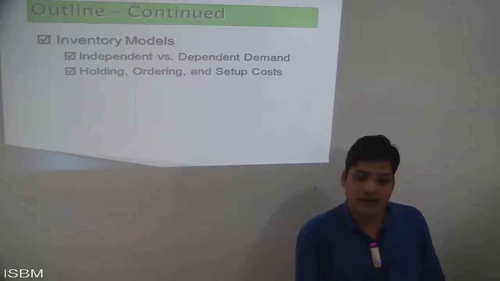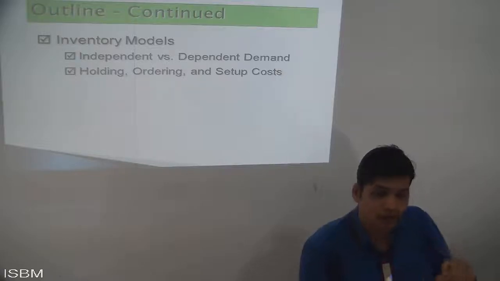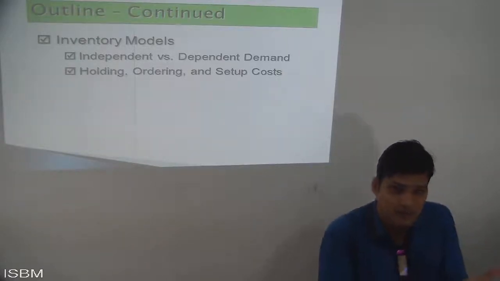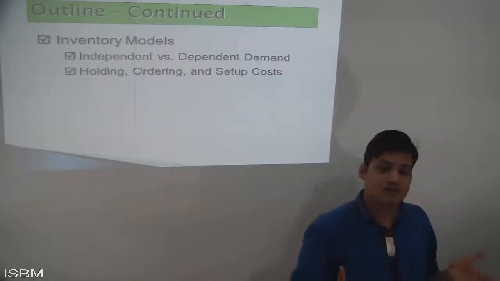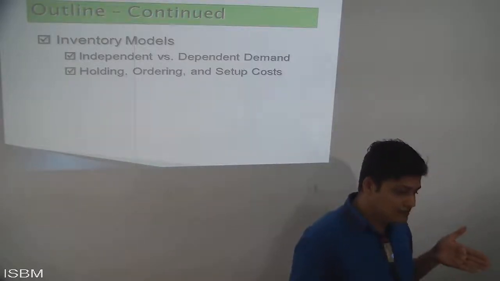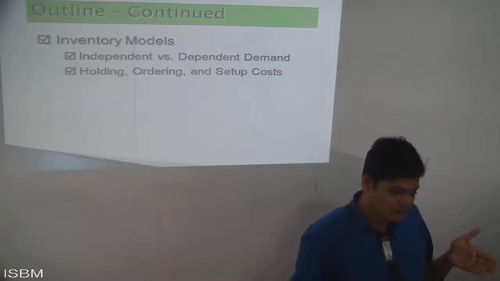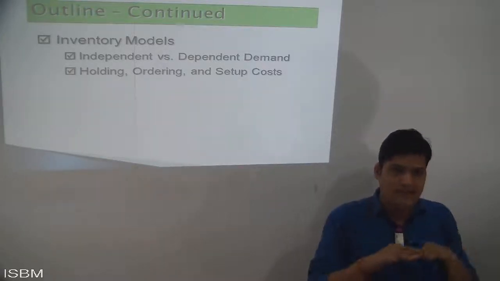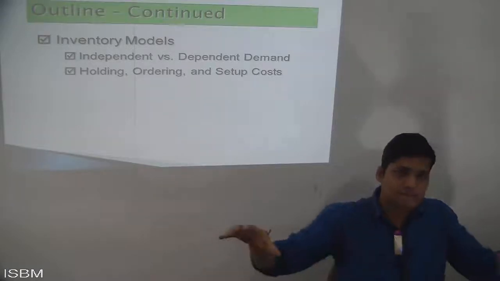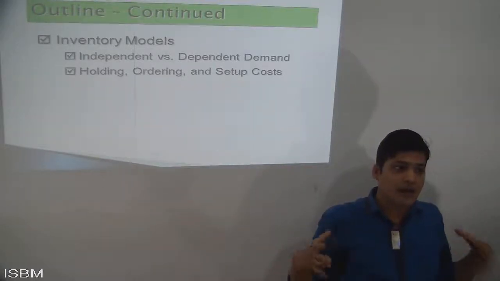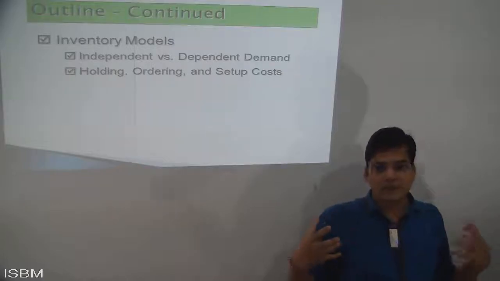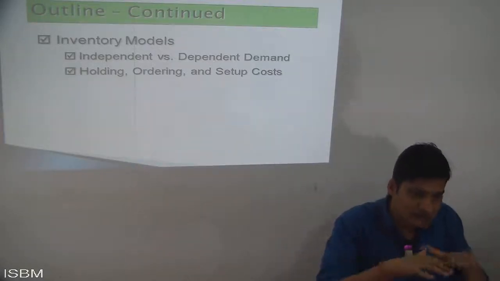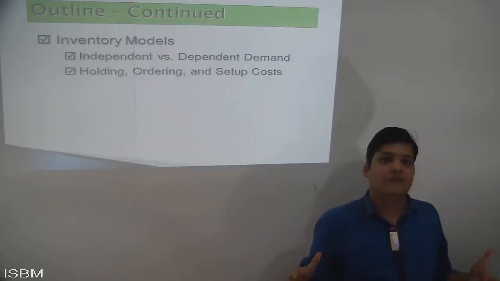Then holding cost. What I have told you, ordering cost, in which the company is ordering the product. Then setup cost. Setup cost is nothing but, see, actually sometimes what happens, for inventory, the company takes some place, and the place might not be according to the requirement of the company. So they have to create the setup for storage.